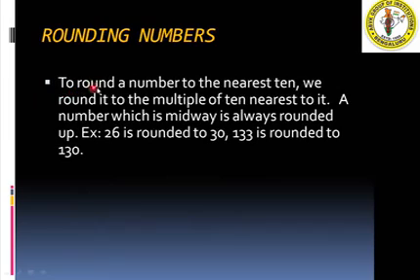See here, first one: to round a number to the nearest 10, we round it to the multiple of 10 nearest to it. A number which is midway is always rounded up. So here, what example they have given. See here, I will explain the example. 26 is rounded to 30. So here the number they have given is 26. This number you have to round off to the nearest 10.